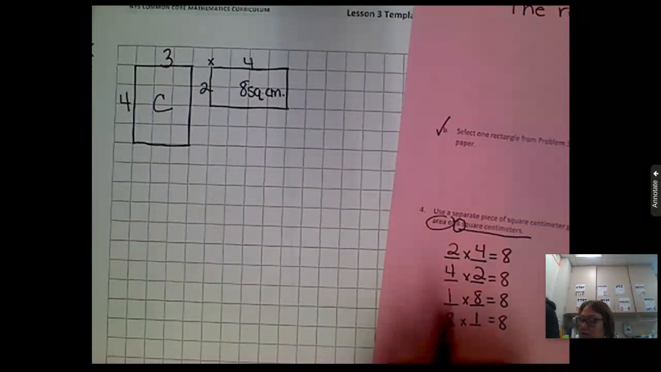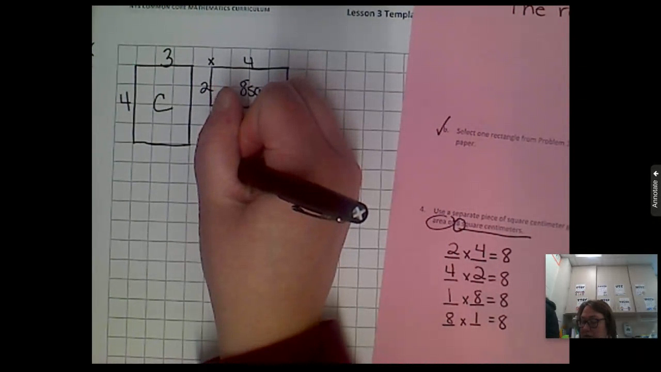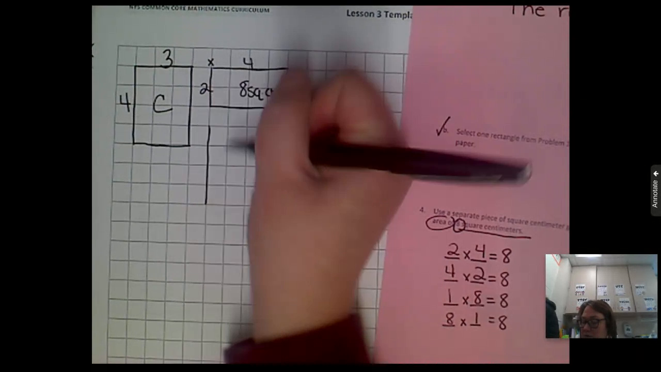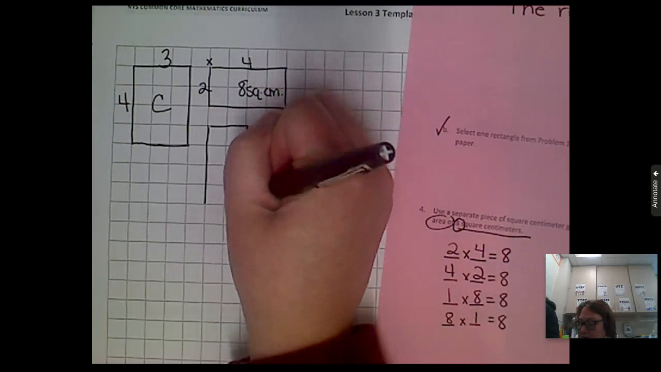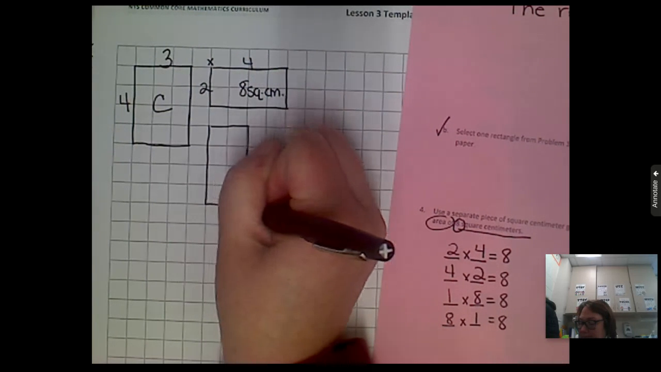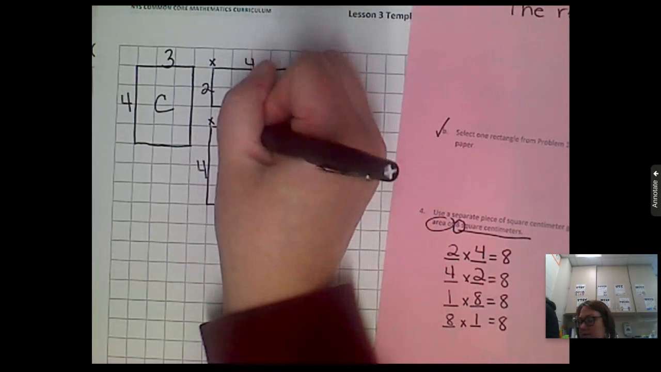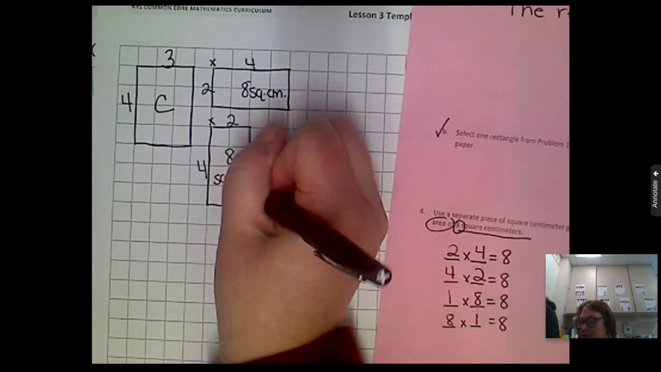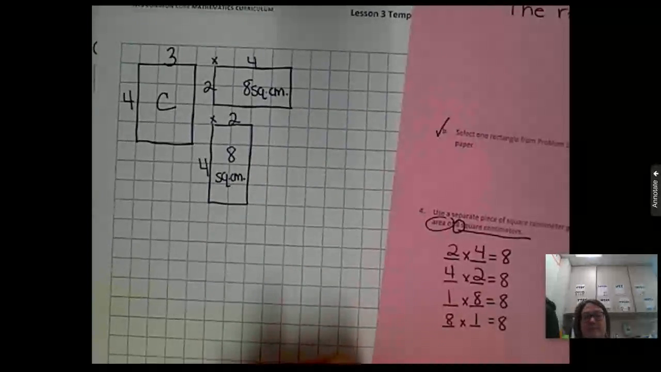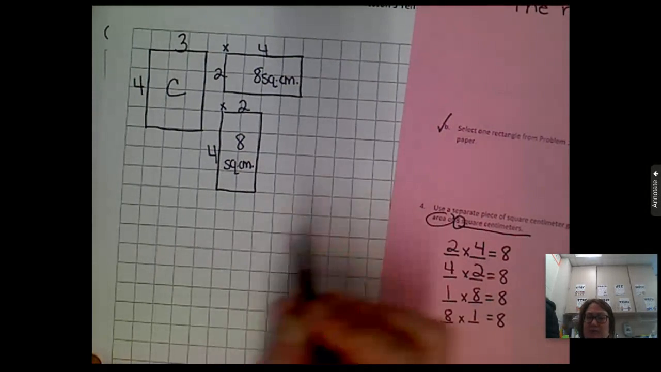We also said 4 times 2. So I'm going to go down 4. 1, 2, 3, 4. Over 2. Down 4. Stay right on the lines, nice and neat. 4 rows times 2 in each row, again, equals 8 square centimeters. And if you're not right with me here, that's okay. We're just going to draw these 4 rectangles, okay?